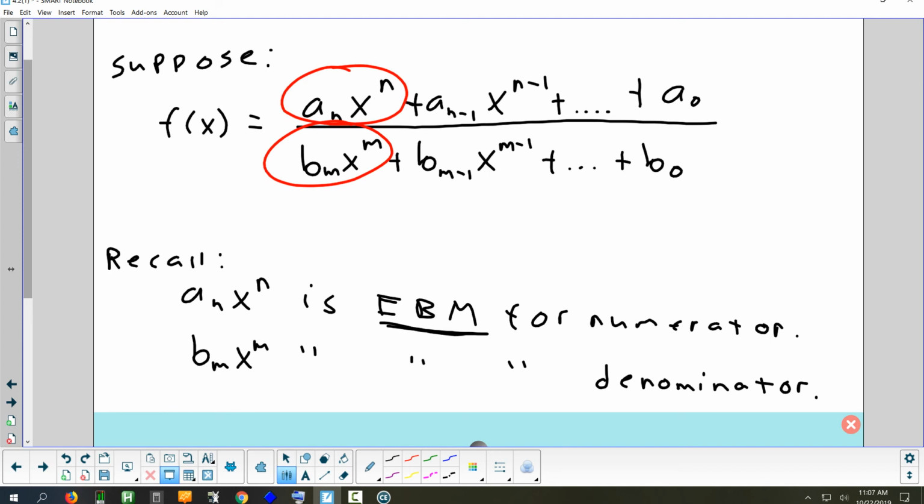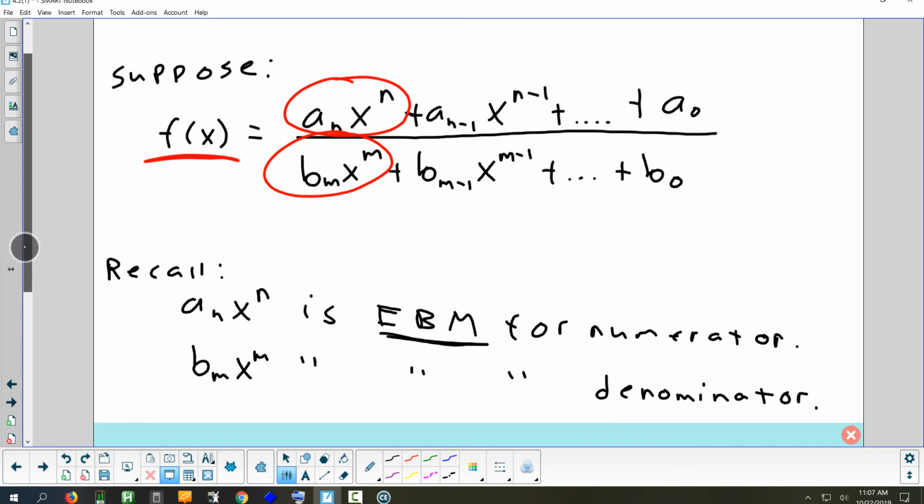Now, if you want the end behavior model for f of x, you told me the end behavior model for the numerator, and you told me it for the denominator. What do you think you would do with the two of them to find the end behavior model for f of x? Subtract. You subtract it.